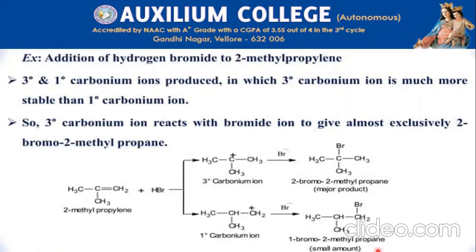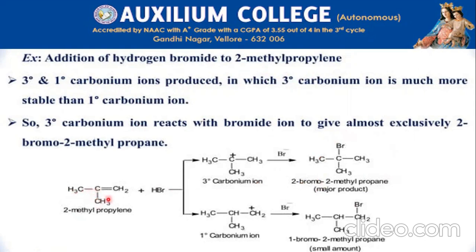So in the same way, another example, the addition of hydrogen bromide to 2-methyl propylene. Here you can see tertiary and primary carbonium ions produced, in which the tertiary carbonium ion is much more stable than the primary carbonium ion. So the tertiary carbonium ion reacts with the bromide ion to give almost exclusively 2-bromo-2-methyl propane.